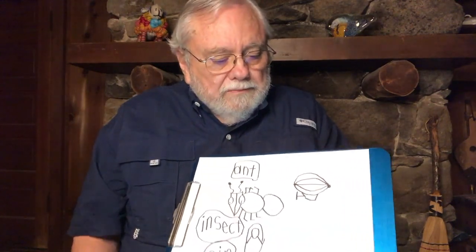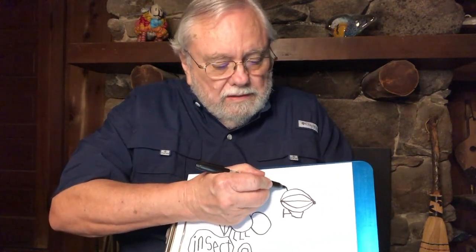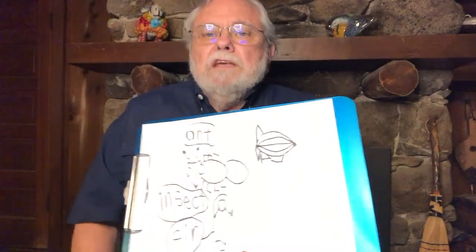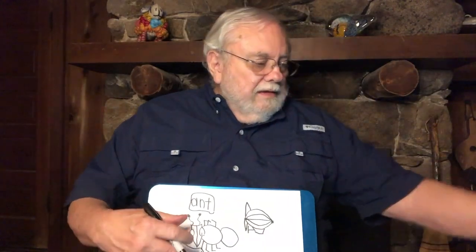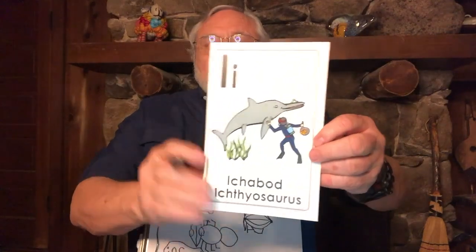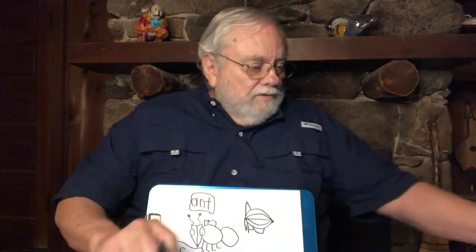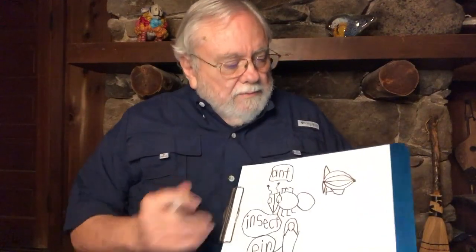So a blimp has fins. And here's a fin. And here's a fin. And the fins keep it from tipping over. A shark has a fin that keeps it from tipping over also. And Ichabod has a fin sticking up so that he can go straight in the water and go very fast and not tip over. So let's label the fin.